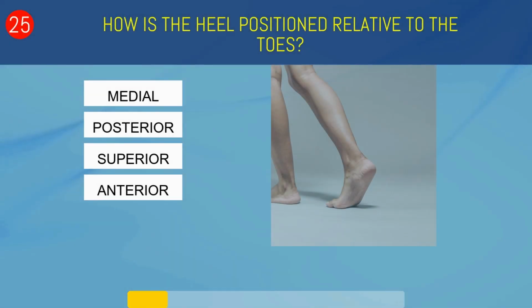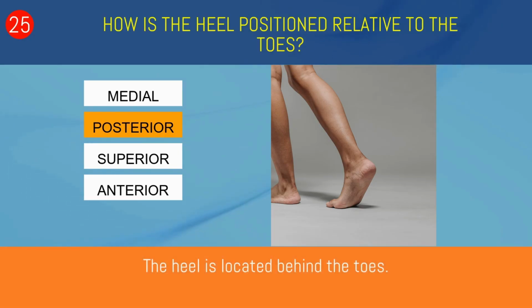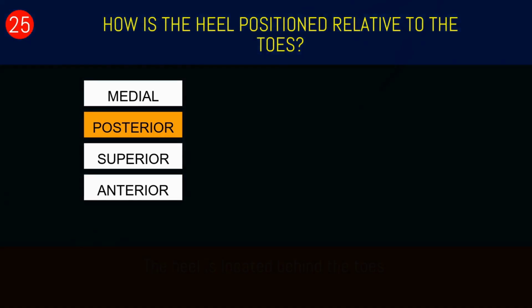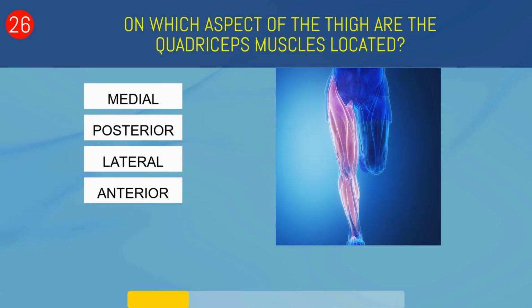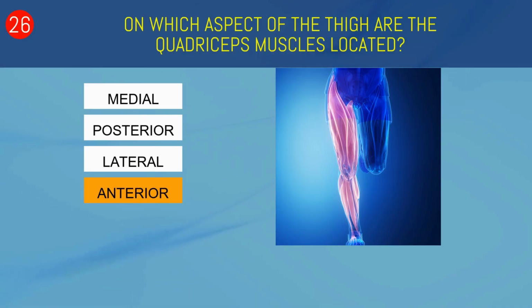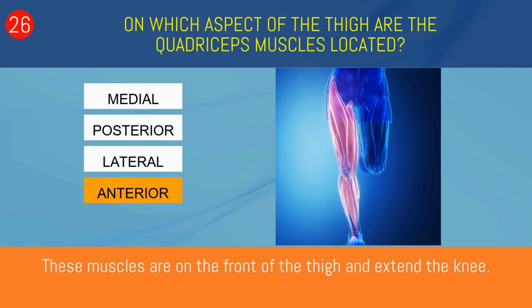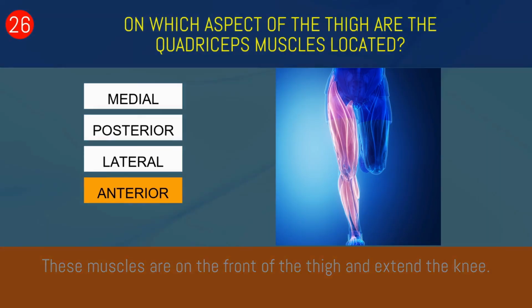How is the heel positioned relative to the toes? Medial, posterior, superior, or anterior? Posterior. The heel is located behind the toes. On which aspect of the thigh are the quadriceps muscles located? Medial, posterior, lateral, or anterior? Anterior. These muscles are on the front of the thigh and extend the knee.